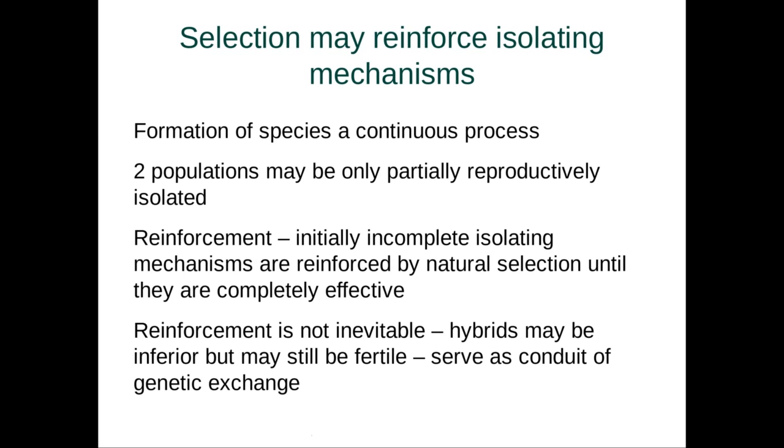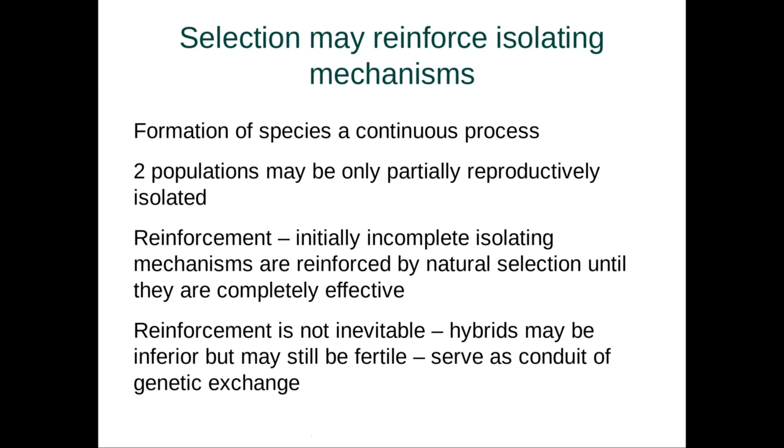Now, selection itself might also reinforce these isolating mechanisms. Now, the formation of species is not just a one and done process. It takes time. It doesn't just happen overnight. It takes an extended period of time for a species to split into two distinct populations and then become two distinct species. Now, two populations themselves may only be partially reproductively isolated, as we see with, say, the lion and the tiger.